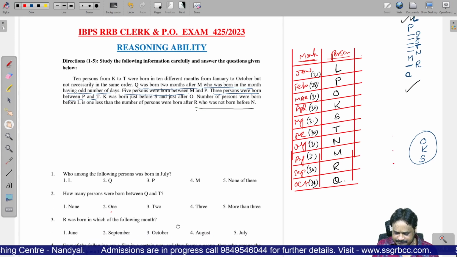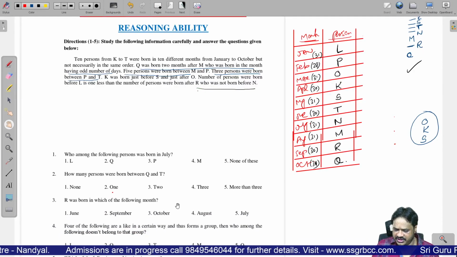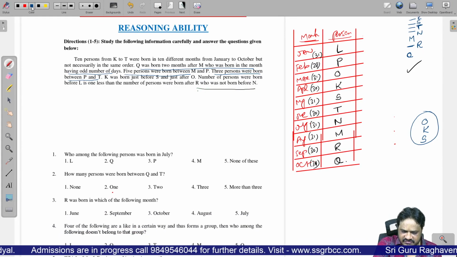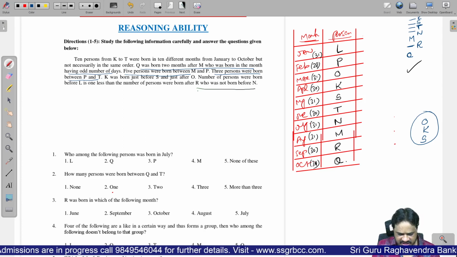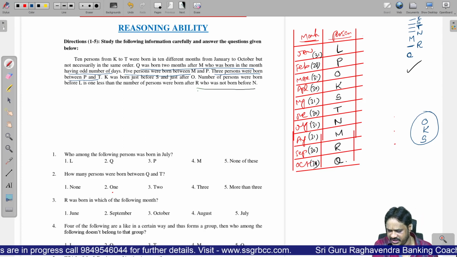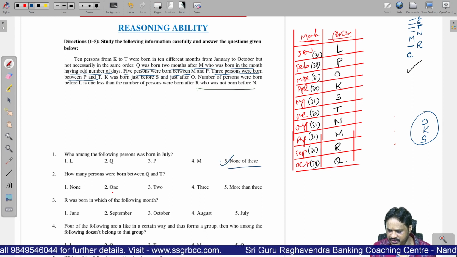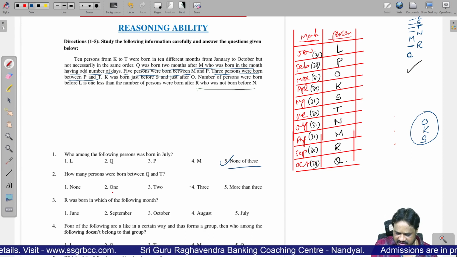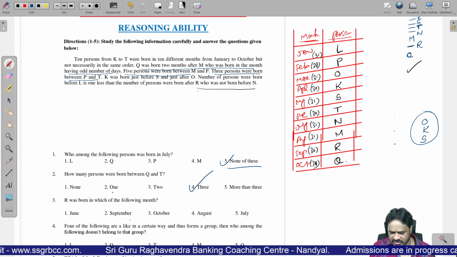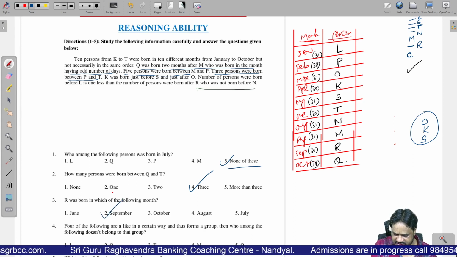First one, who is born in the month of July? In the month of July, the person is N. So the correct answer is N, which none of these options has. How many persons are there between Q and T? This is Q, this is T. Between Q and T, there are 3 persons. R was born in which month? R is born in September.